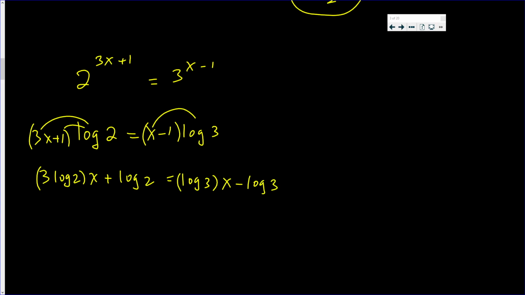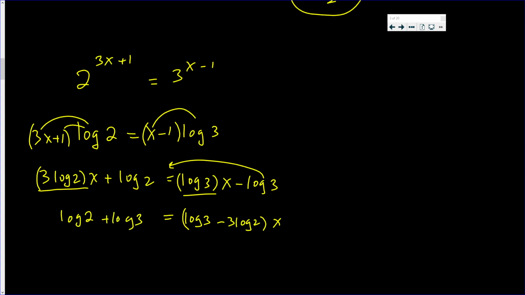Let's bring all the x's to the right side. So on the right side, we have log 3 x's minus 3 log 2 x's. That's how many x's we have on the right side. Bringing this to the left, we have log 2 plus log 3. So the left side is log 6. And the right side, well, that's log 3 minus log 8, because 2 to the third power is 8.